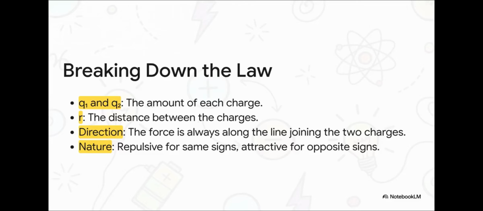The force gets weaker with the square of the distance. So if you double the distance between two charges, the force between them gets 4 times weaker. And that relationship, that's called an inverse square law. And guess what? It's the exact same rule that governs gravity. It's one of the universe's favorite patterns.